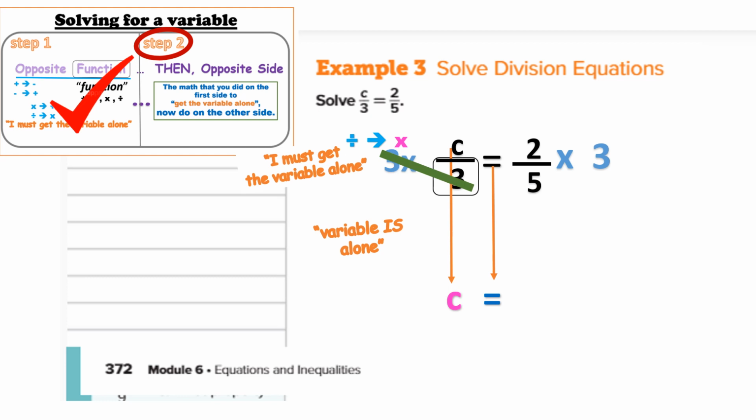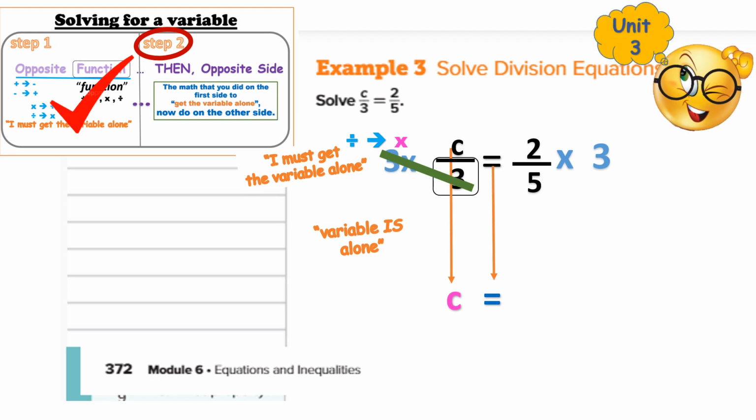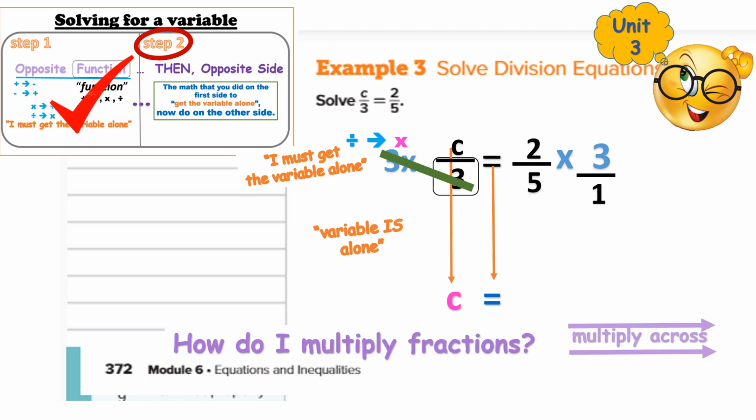Whole numbers and fractions. Can I do whole numbers and fractions? Yeah, if I go all the way back to Unit 3, we sure can. The only difference is we have to take our whole number and put it over a 1. Now, it's a fraction, so I can do this. But how do I multiply fractions? Simple. Multiply across. So if I multiply across, I end up with 5 times 1, which is 5, and 2 times 3, which is 6.